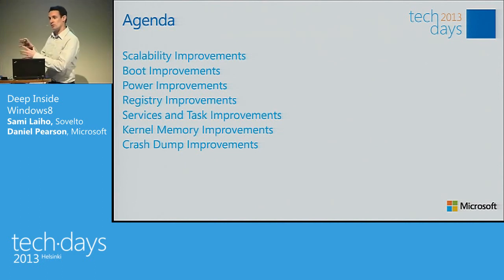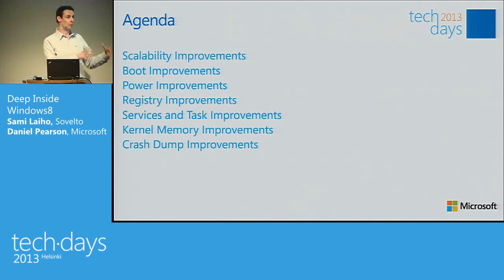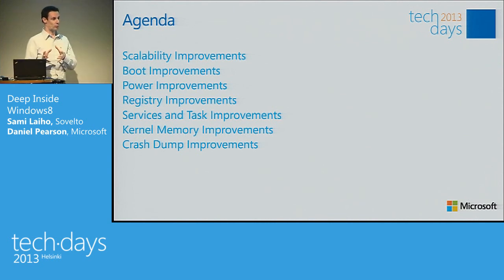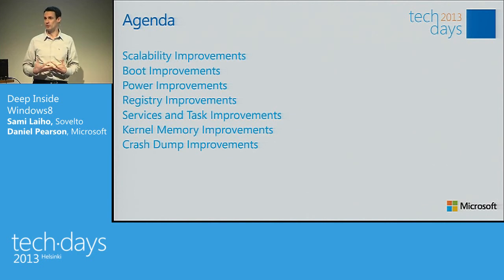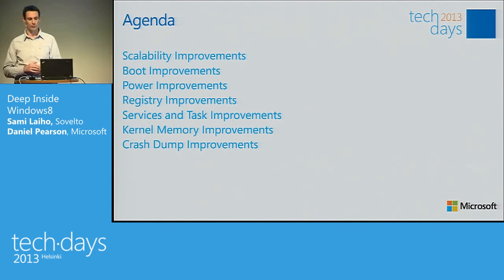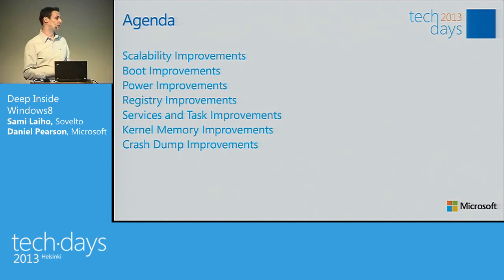We'll look at some of the engineering effort that went into Windows 8 to try and make an operating system that would scale not only for laptops, but also for smaller devices as well, such as mobile phones and tablets that are becoming more and more popular. We'll have a look at some improvements made to the registry. We'll talk about services and tasks, and some of the changes that were made in that area. And then we'll finish up looking at kernel memory, and also some of the crash dump improvements that have been made inside the operating system as well.